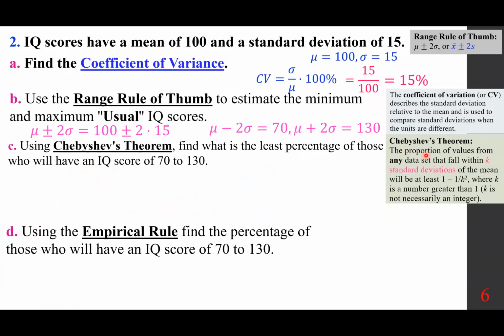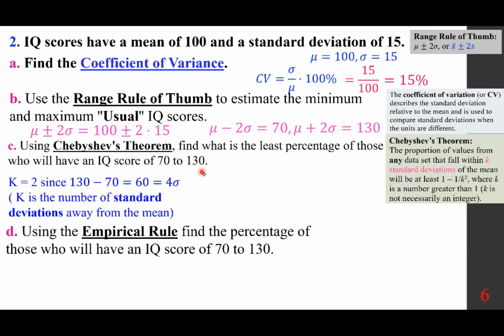According to Chebyshev's theorem, the proportion of values from any data set that falls within k standard deviations of the mean will be at least 1 minus 1 over k squared, where k is a number greater than 1. K is not necessarily an integer. So k represents the number of standard deviations away. As you see, from 70 to 130, we have 2 standard deviations on each side of mu. Therefore, k is 2. Again, we already know that.